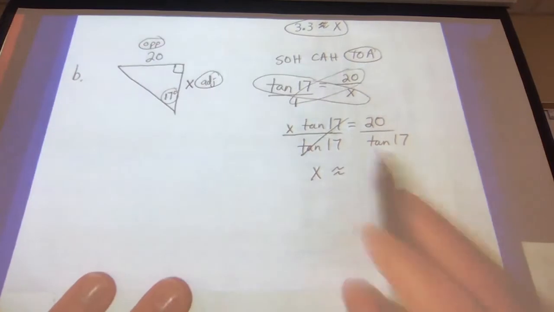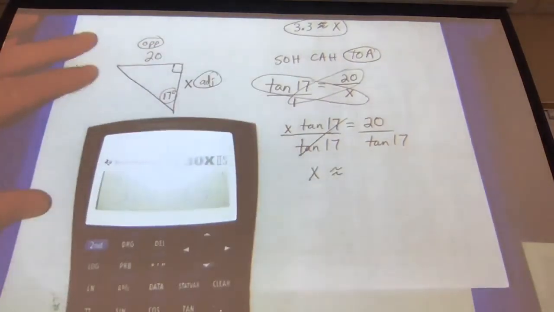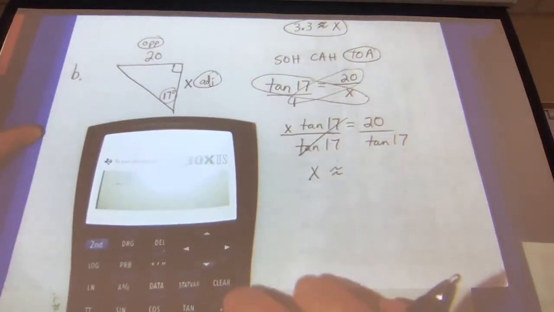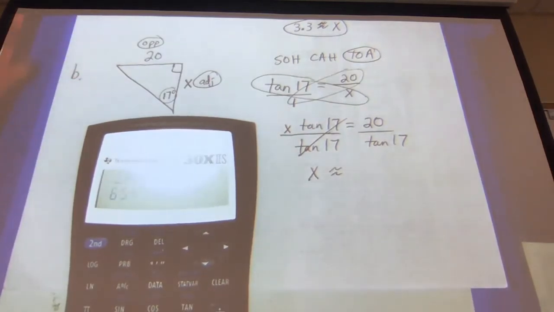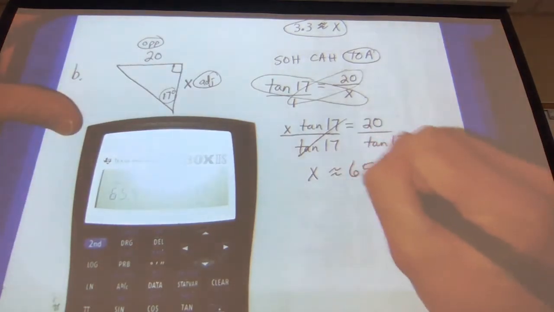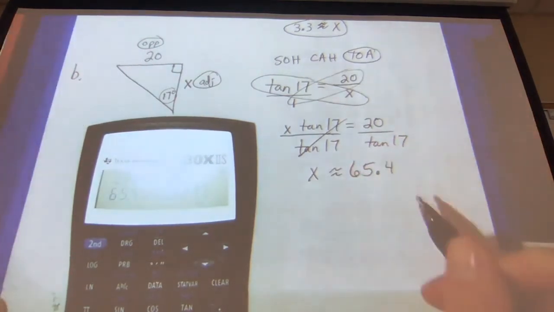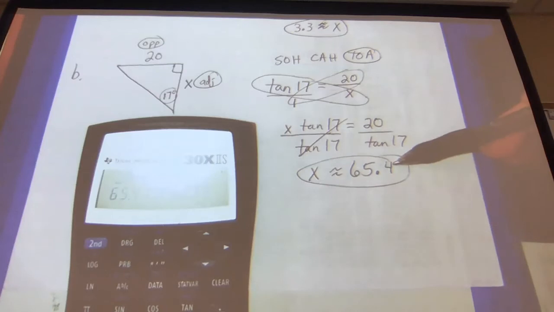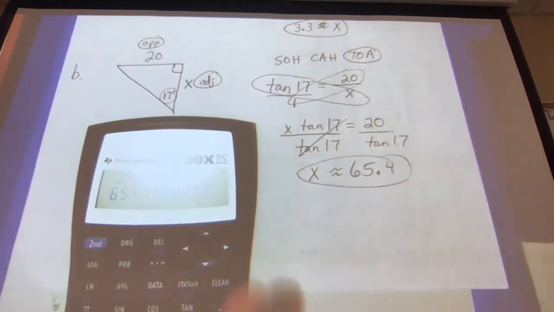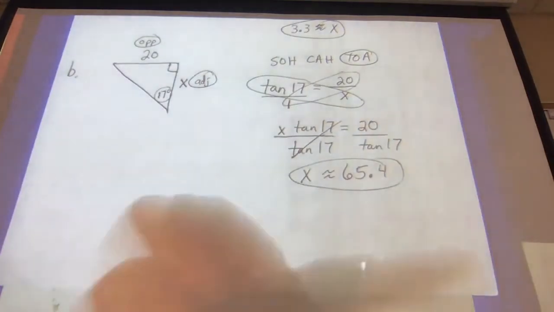And then again, your calculator should be able to handle this. 20 divided by the tangent of 17, which would just be 65.4. Right about 65.4. That's all there is to it. All right. Is anybody's calculator not working, getting them to 65.4? All right. Does anybody need to see some more of these?